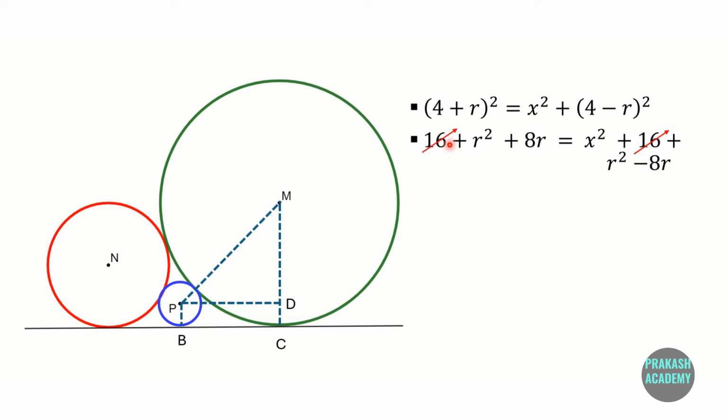Now I can cancel 16 and I can also cancel r square. And if I take this 8r to the left hand side, this is plus and this will also become plus. So this is 16r. So now I have x square equals to 16r. And if I take a square root both sides, this will be x is equals to 4 root r. So basically now I know this distance BC or PD, which is equals to x, in terms of radius of the smallest circle.